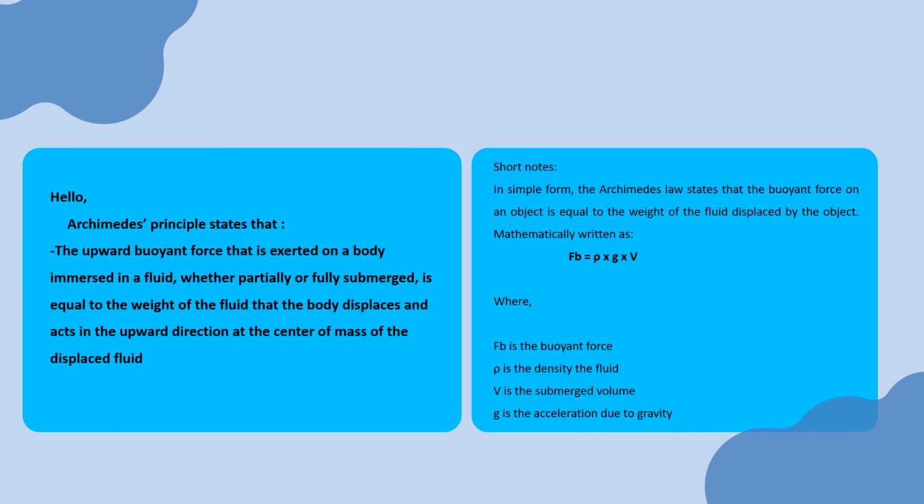The formula is written as F = ρgV, where F is the buoyant force, ρ is the density of the fluid, V is the submerged volume, and g is the acceleration due to gravity.